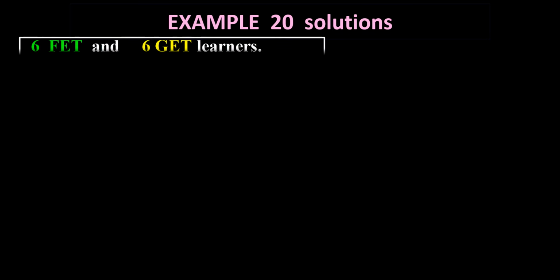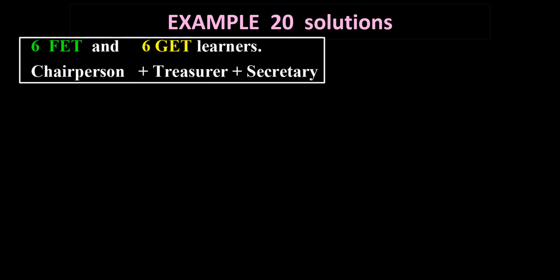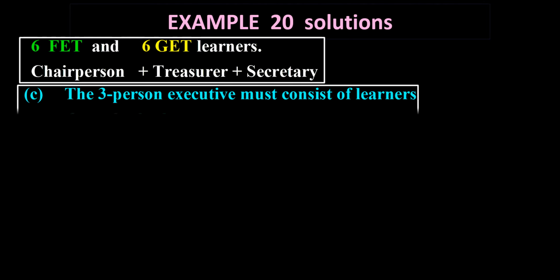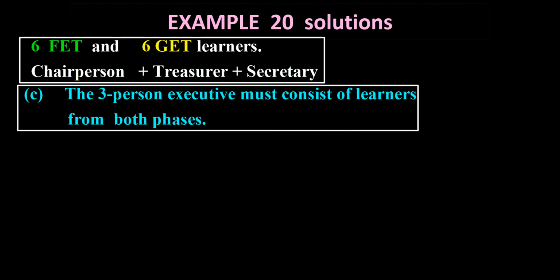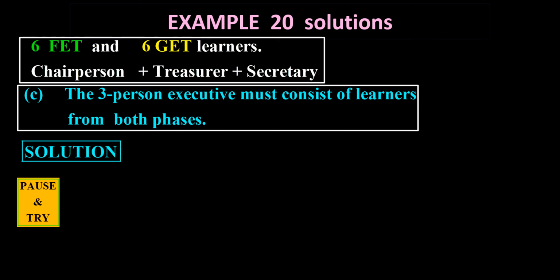Now we look at the last question here. This is one that you have to do. A 3-person committee must consist of both phases. In other words, it shouldn't consist of FET only or GET learners only, right? So there's a solution, and I suggest you pause the video, try it, and then once you have it, you can continue just to compare your solution with the actual solution as well. So pause, and 3 minutes should be more than enough.